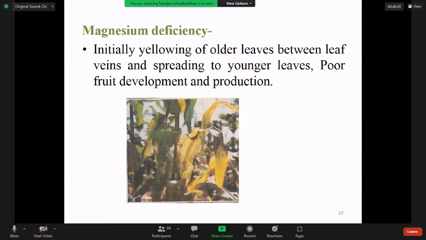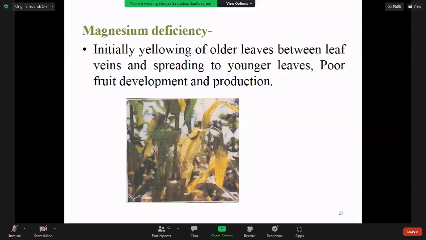It is a main element of chlorophyll. Good. Okay, it's the main element of chlorophyll and it's an activator of many enzymes, at the same time promotes and helps translocation of phosphorus and helps sugar movement from one place to another place. Okay, in the deficiency conditions, initially yellowing of all the leaves between leaf veins, and spreading to younger leaves.